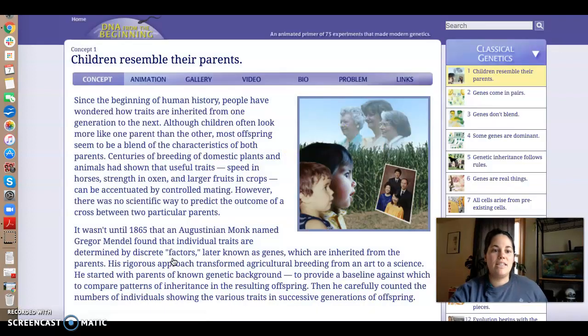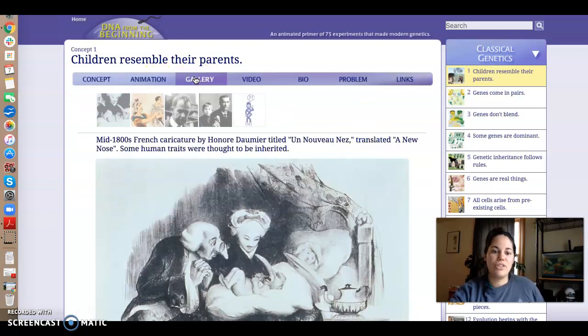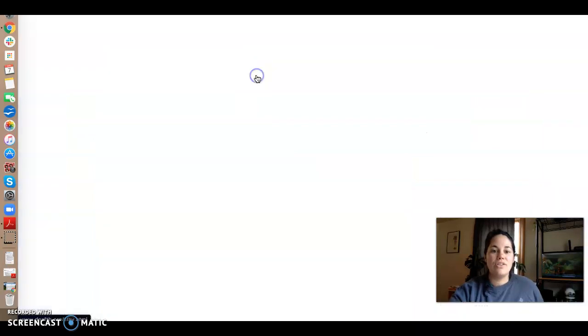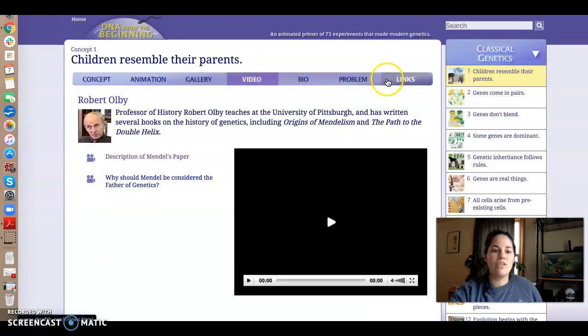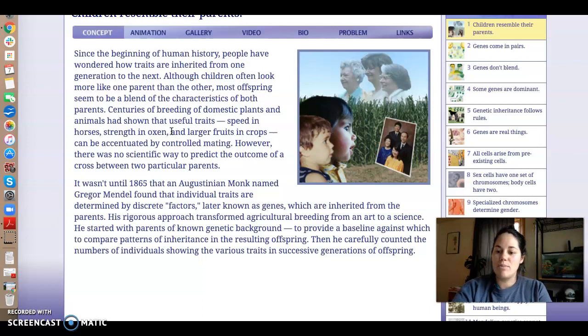When I choose that, I see that I now have concept 1, and I am able to read the concept. I can also look at the animation for this concept. There is a gallery of pictures for this concept. There's a video. There's all sorts of things here. We're working really only with the concept and the animation. As I read this, it helps explain the beginning of the study of genetics. So let's go through this first one together.